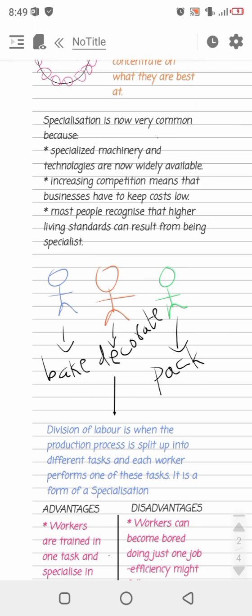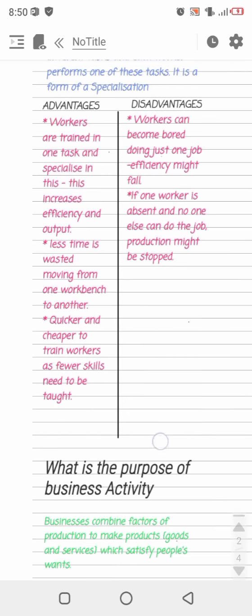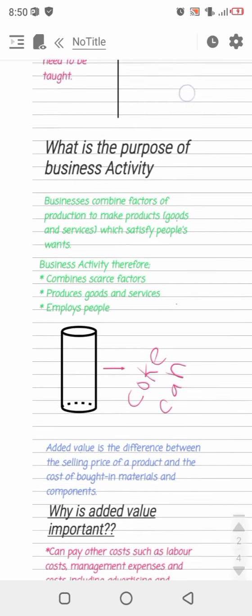And if a person who does not know how to do icing tries to do icing, he will just ruin the cupcake, or he will just waste the time and waste the raw material. So this is the disadvantage of specialization.